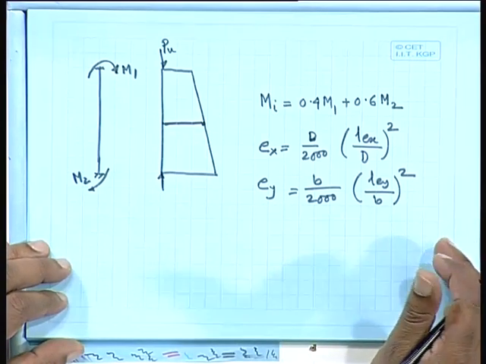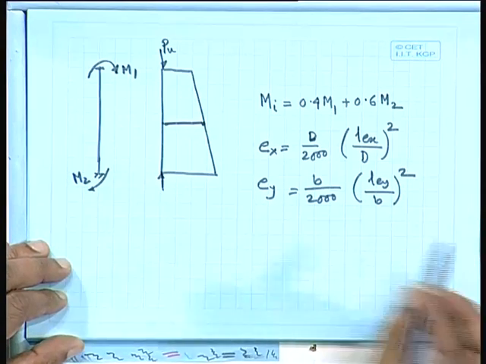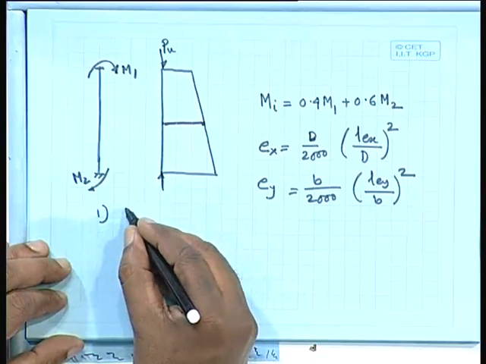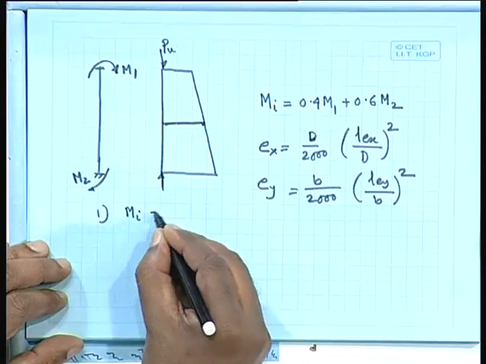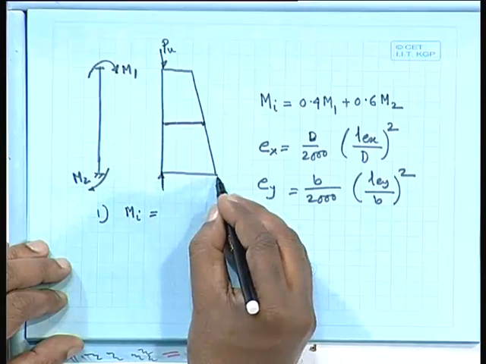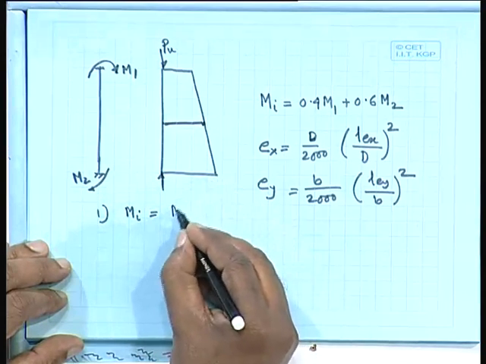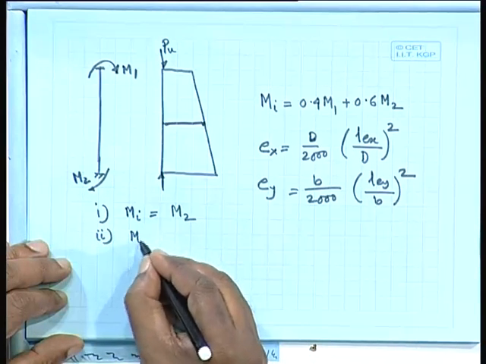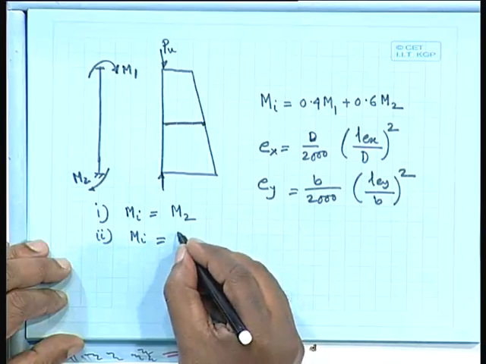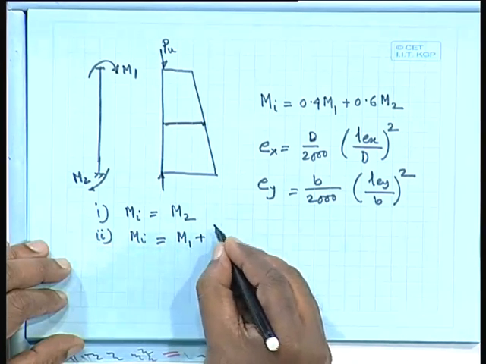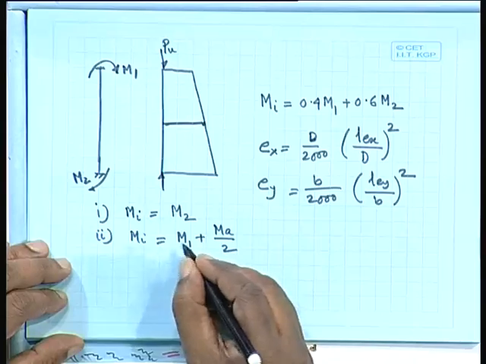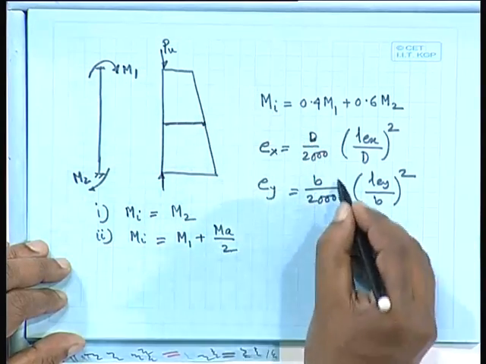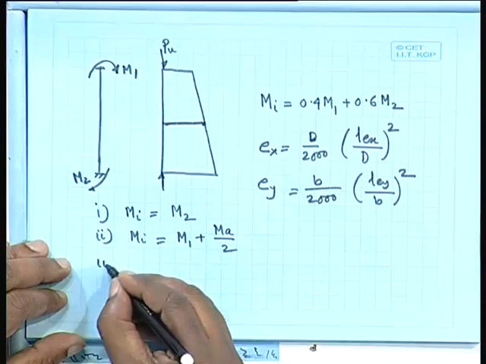So, after getting this one, there are a few cases we consider. Number 1, let us say Mi equal to M2, if we consider the maximum. So, Mi equal to M2, that is one case. Number 2, Mi equal to M1 plus Ma by 2. M1 means the top one, that is the minimum one out of M1 and M2, and this Ma by 2, we are getting out of this eccentricity.